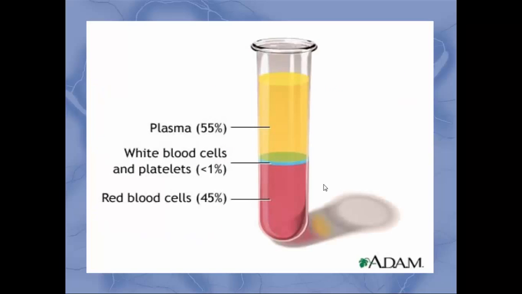Here's a graphic explaining the information we just went over. A typical sample of blood here. The yellow is the plasma, about 55%. This small, thin blue band represents the white blood cells and platelets, a little bit less than 1%, and the other 45% are the red blood cells.